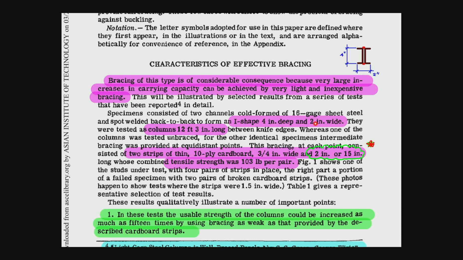I shape 4x2. They were tested as columns of 12 feet 3 inches long. 12 feet multiplied by 30 centimeters, you end up with 3.6 meters, and 3 inches. So 3.6-something meters, less than 4 meters, but it is very slender in comparison with the dimensions given here.